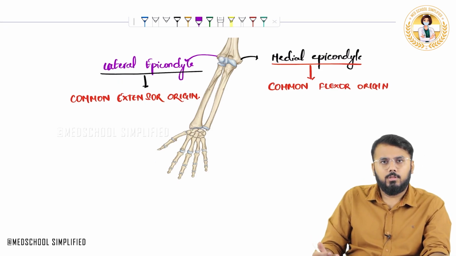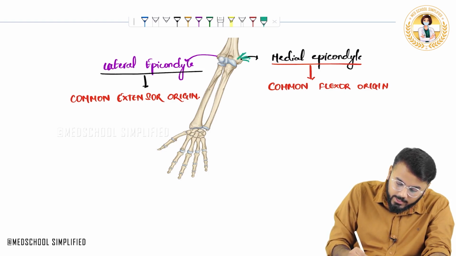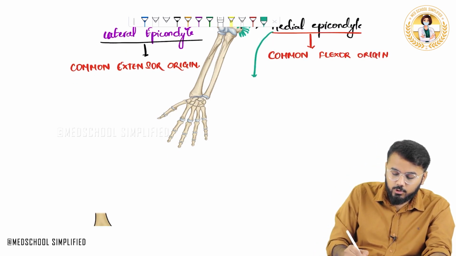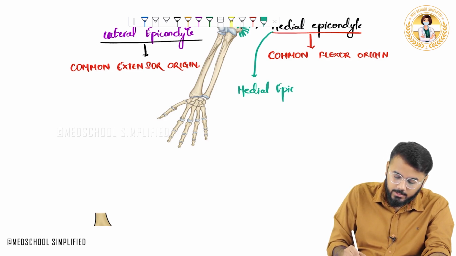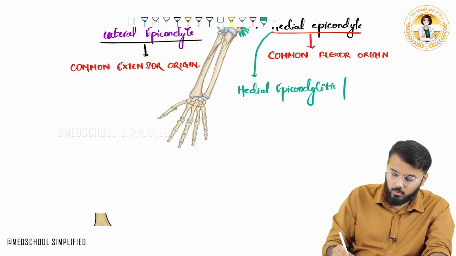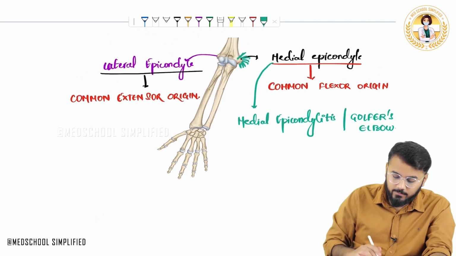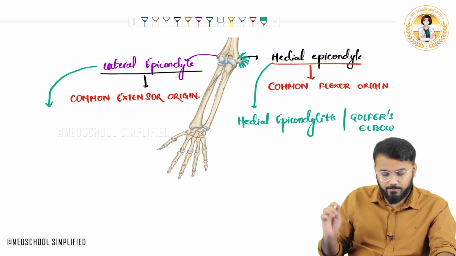And the next important thing I want to highlight here is that sometimes, because of overuse, the medial epicondyle, mainly the medial epicondyle, can undergo inflammation. Inflammation of the medial epicondyle is called medial epicondylitis, or the other name given for medial epicondylitis is golfer's elbow, right? Golfer's elbow. Okay. In the same way, sometimes the lateral epicondyle might also undergo inflammation because of overuse.